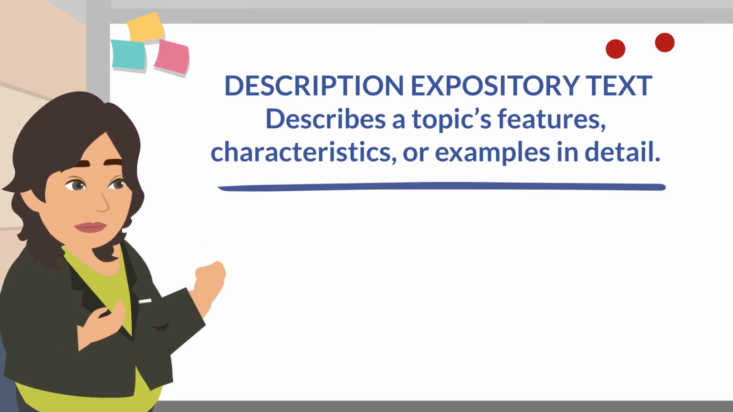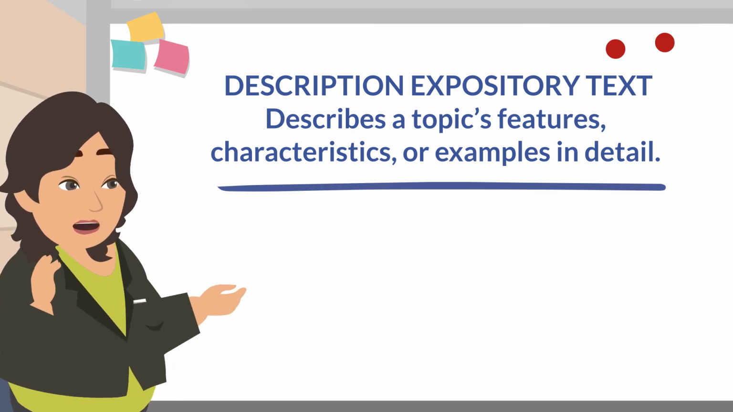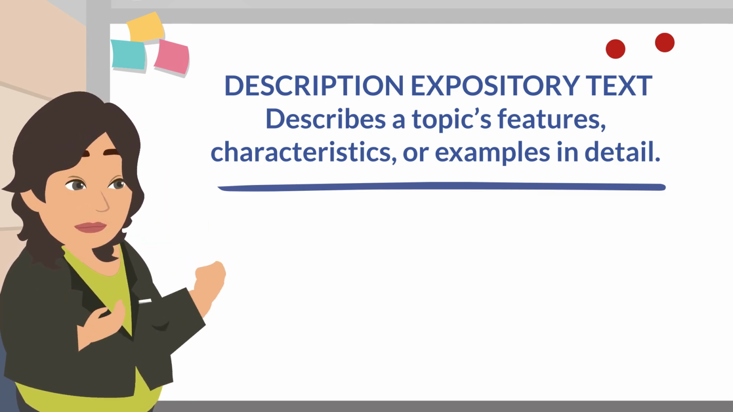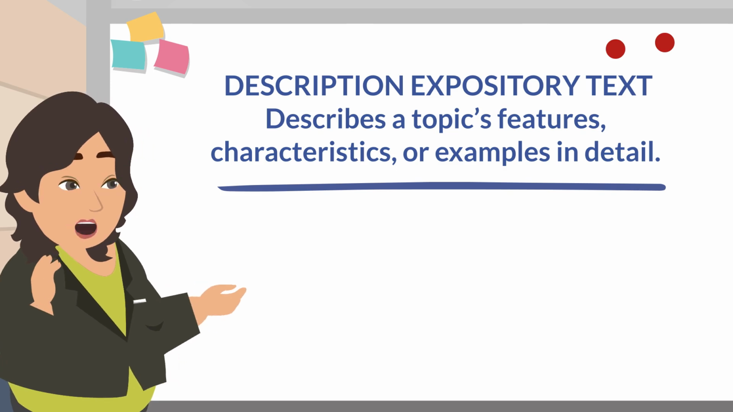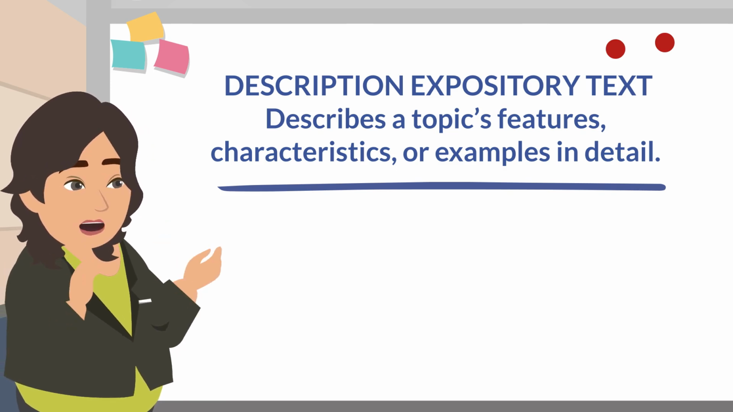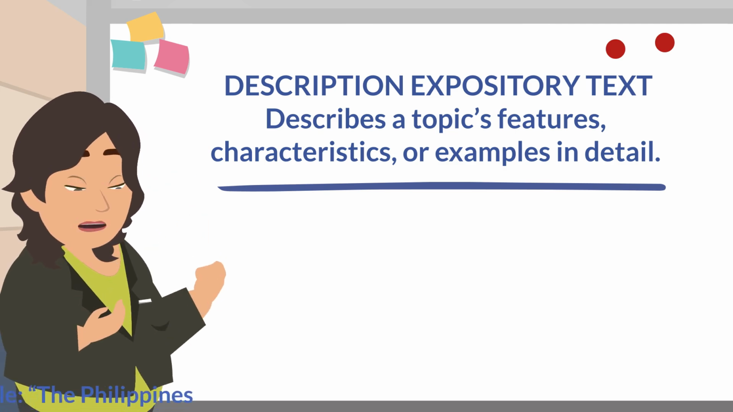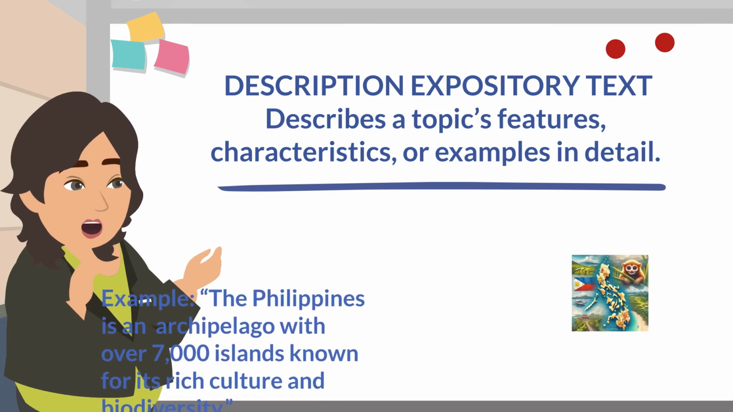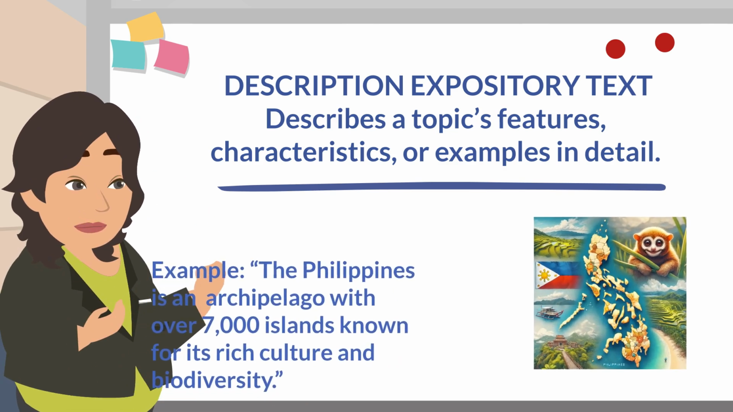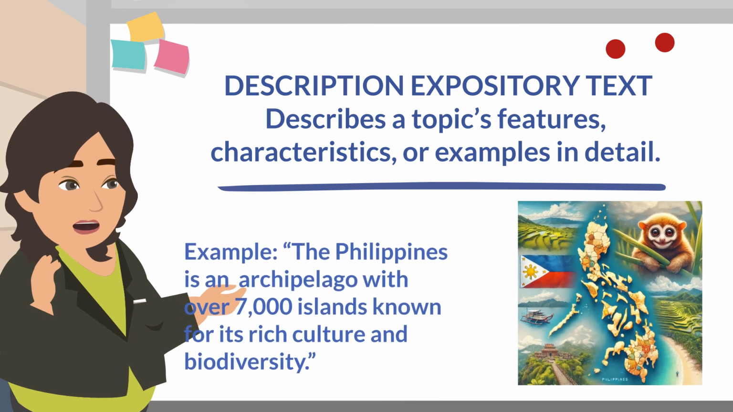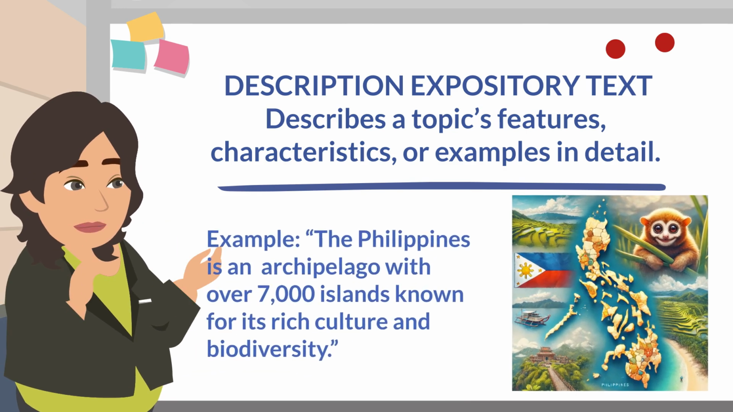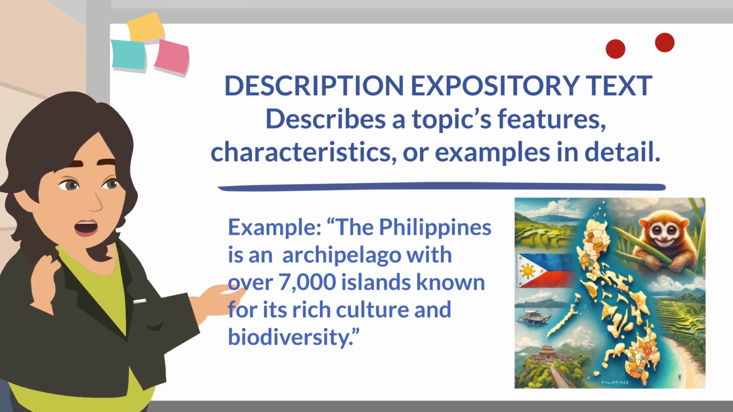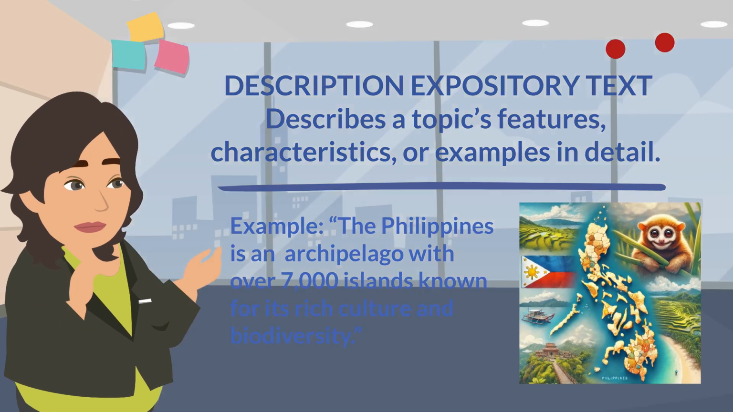Let's begin by looking at the first type of expository text, description. Description expository texts describe a topic's features, characteristics, or examples in detail. For instance, consider the description of the Philippines. The Philippines is an archipelago with over 7,000 islands, known for its rich culture and biodiversity. This type of text paints a vivid picture of the topic for the reader, making it easier to visualize and understand.